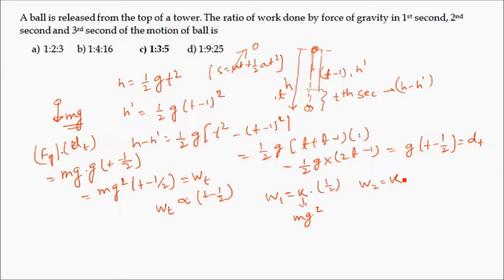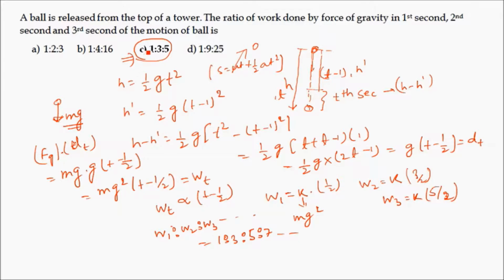So W2 is equal to k into 3/2, and similarly W3 is equal to k into 5/2, and so on. So if I take the ratio, W1 : W2 : W3 and so on is equal to 1 : 3 : 5 : 7, and so on. So clearly the ratio of work done by the force of gravity in the first second, second second, and third second of the motion of the ball will be 1 : 3 : 5.